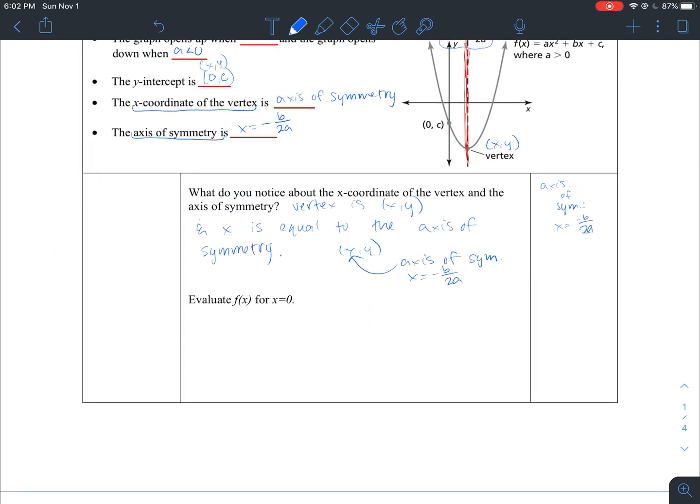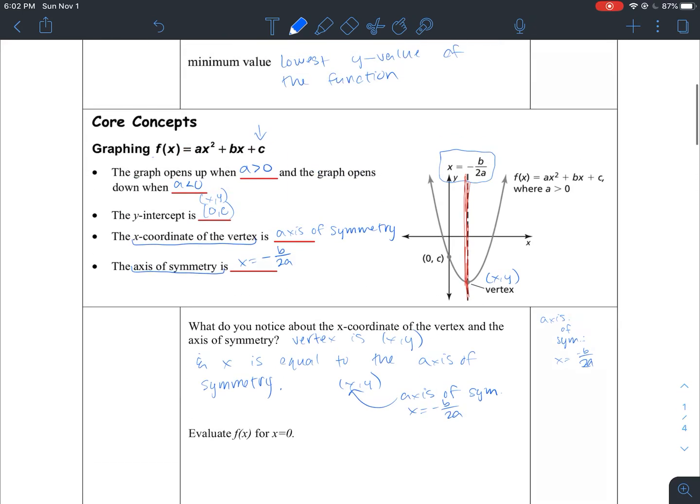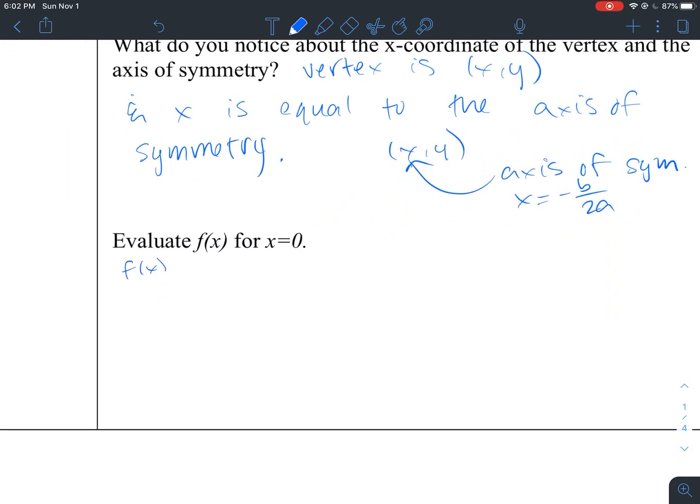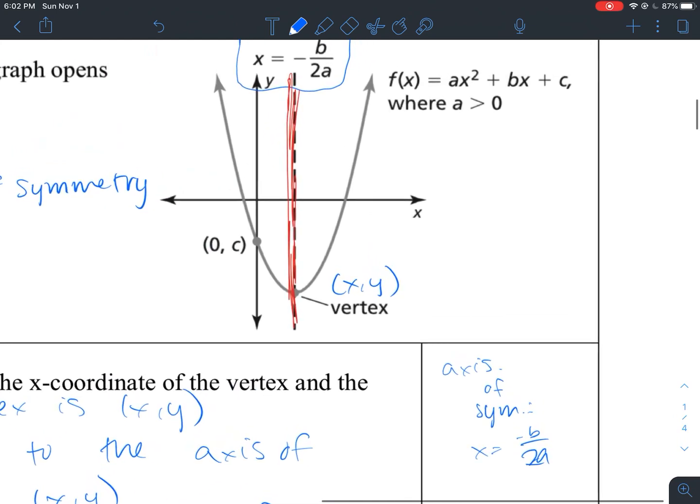Now let's talk about evaluating the function f of x for x equals 0. So if f of x is equal to ax squared plus bx plus c, what does that mean when x is equal to 0? If we look over here, this is the x axis, so you could say this is negative 1, negative 2, negative 3, this is positive 1, positive 2, positive 3, so this value right here is x equals 0. So what do we know about the function right here when x is equal to 0?